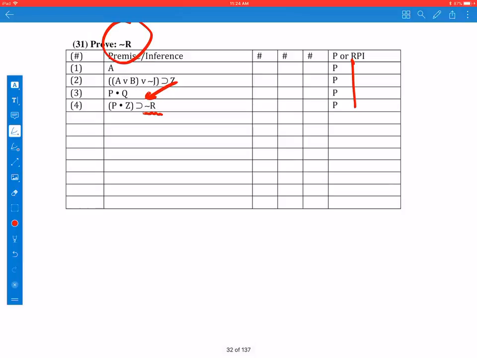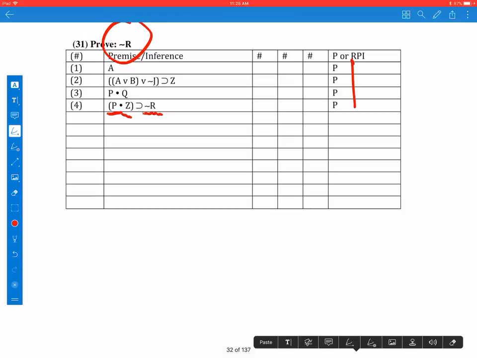So what that means is the way that we can get a not R is by finding the antecedent. We need a P and a Z. We don't have a P and a Z anywhere, but it is a conjunction, P and Z. So if we can get the P by itself and the Z by itself, we could put them together by conjunction, then we could get our not R.